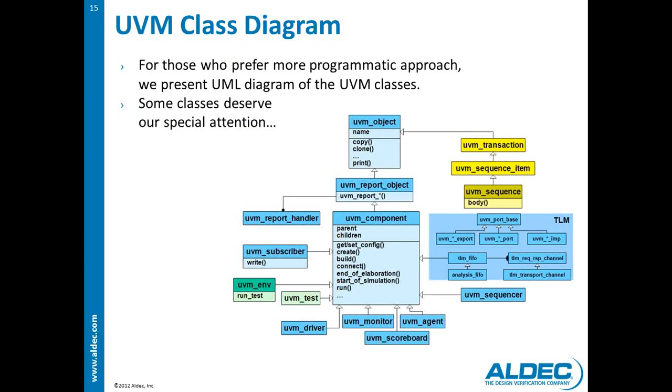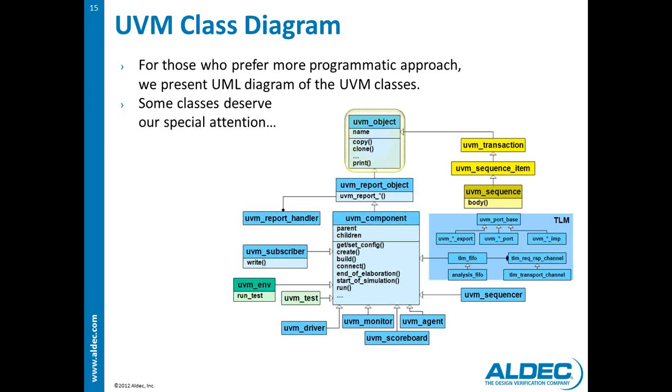If you prefer a more programmatic approach to the UVM description, here it is. Please note, it is not a complete description of all classes available in UVM. Of course, it is a UML diagram, so the top element in each box represents the class name, and the next sub-elements are properties and methods within those classes. Some classes that are mentioned here should be just mentioned, but some other classes require some highlights.